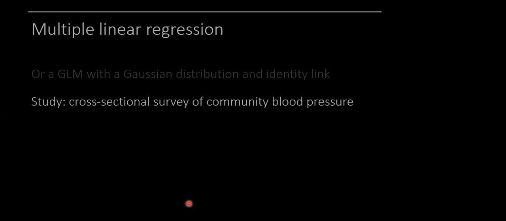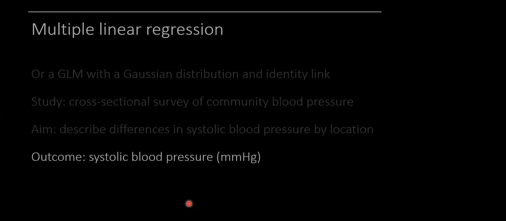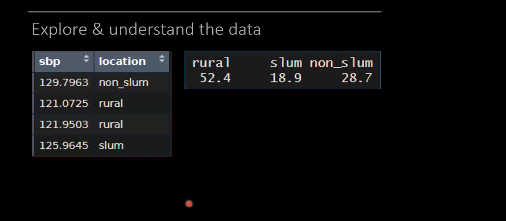Let's assume we've got a cross-sectional survey of community blood pressure, and our aim is just to describe the differences in systolic blood pressure by location of the community. So our outcome is blood pressure in millimeters of mercury, and our independent variable is location: rural, non-slum, slum. First of all, we do an exploration of the raw data, try to understand it, and do some basic sample descriptive statistics.